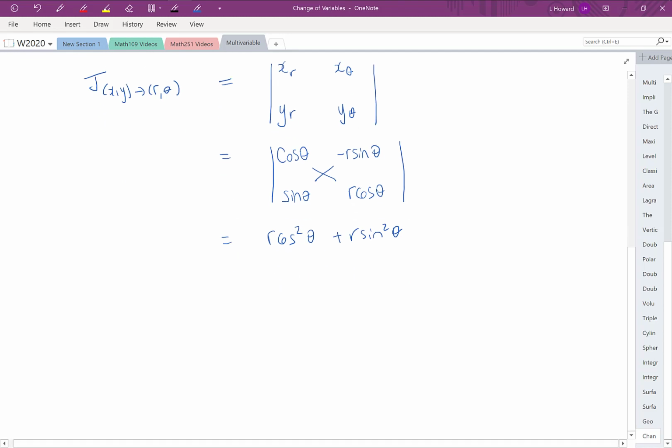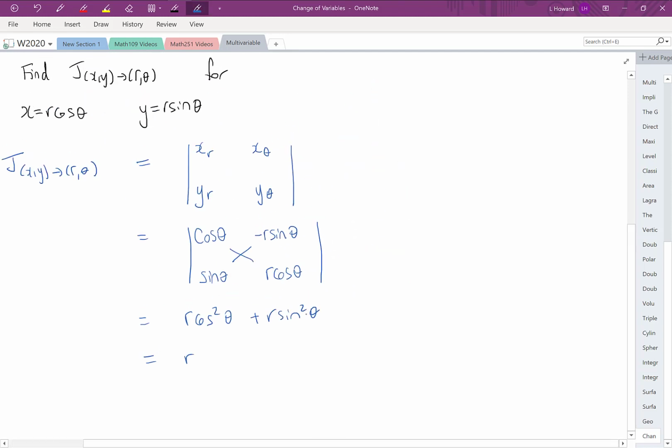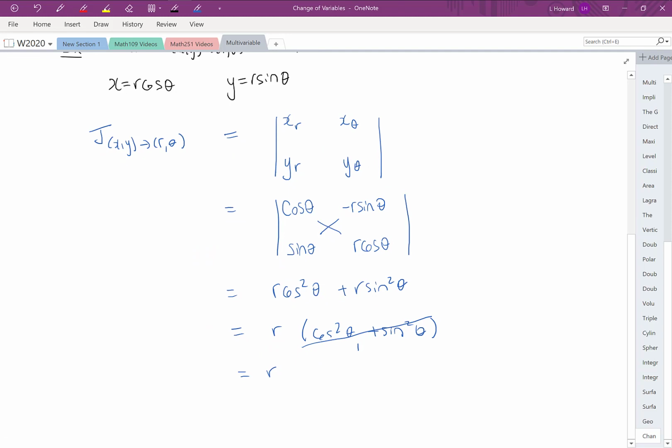All right, so we can factor out the r, have r times cos squared theta plus sine squared theta. Stuff in the brackets is going to give us 1. So there we go, we've calculated our first Jacobian and it comes out to r. So this is no coincidence that r is the correction factor when we move from xy coordinates into polar coordinates. This is what the Jacobian is doing. In fact, the absolute value of the Jacobian is giving us the correction factor when we change variables.